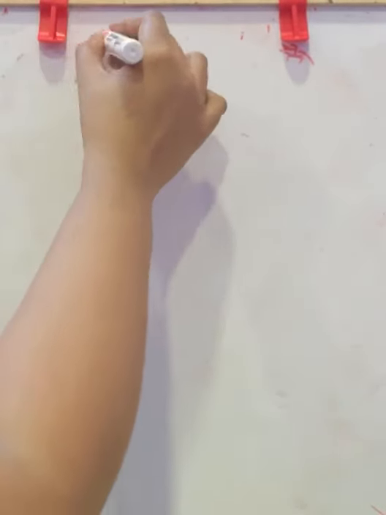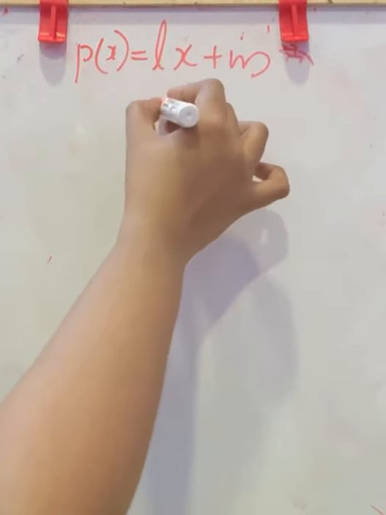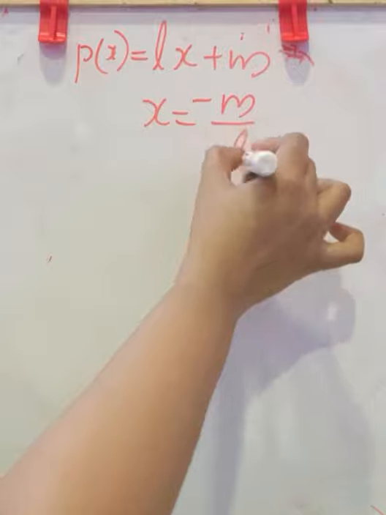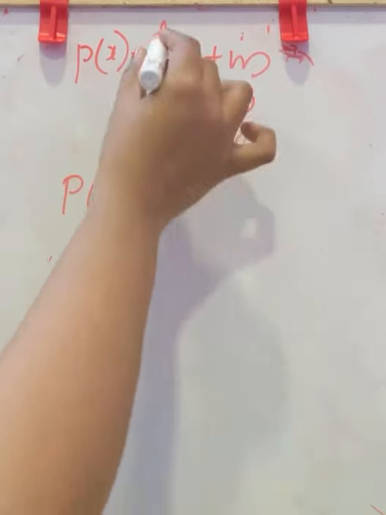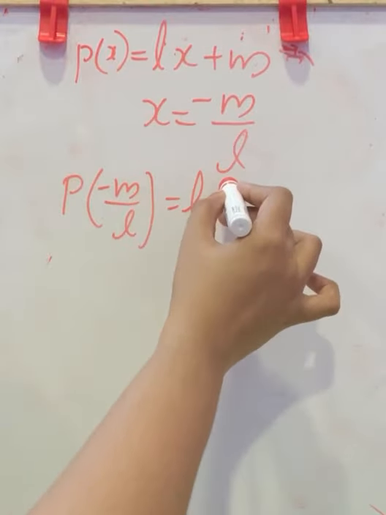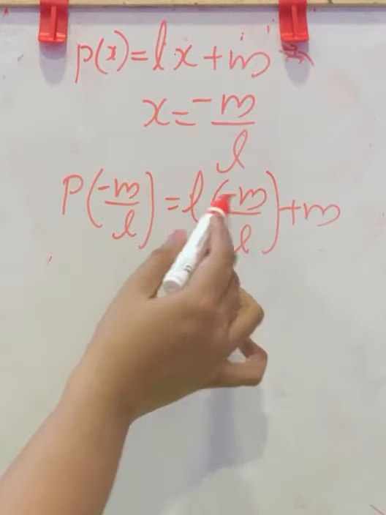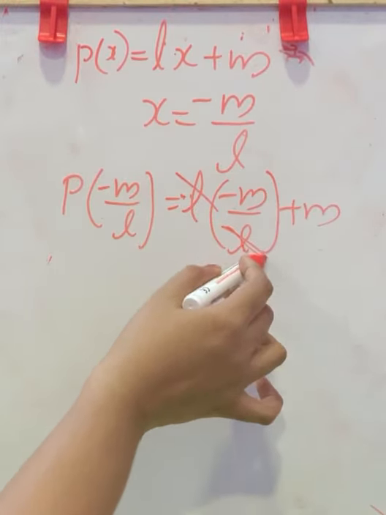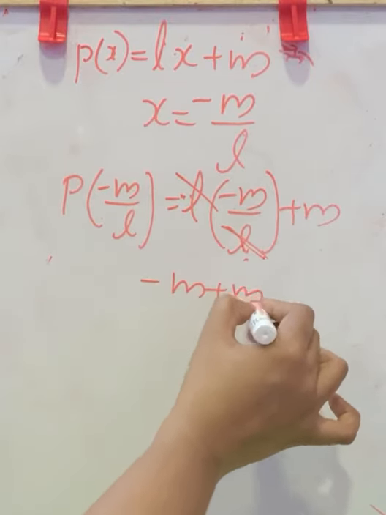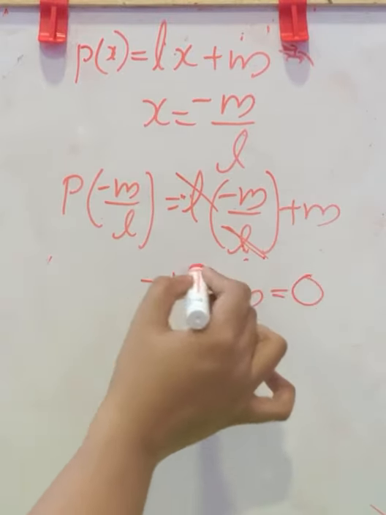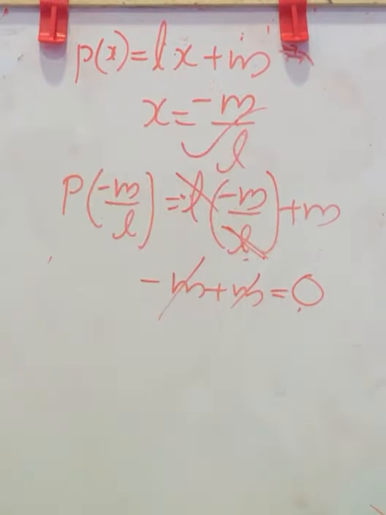P of x is equal to Lx plus m, where x is equal to negative m by L. Let us substitute P of negative m by L. Then this becomes L into negative m by L plus m. Here L and L are common, cut this because there is L as common factor. Now negative m plus m, the result is 0 because of additive inverse. So yes, this is a zero of this polynomial.